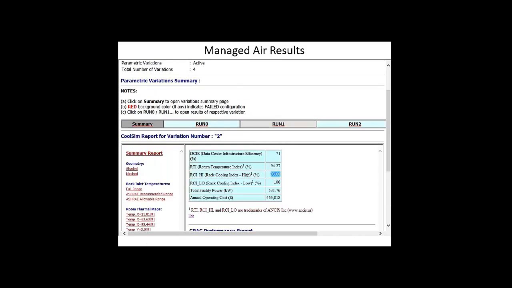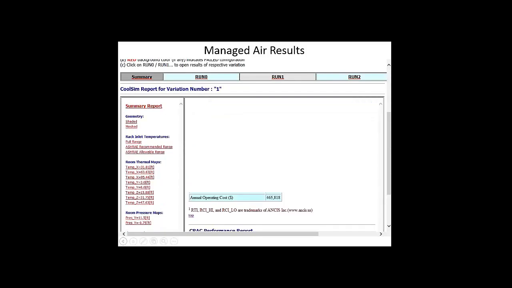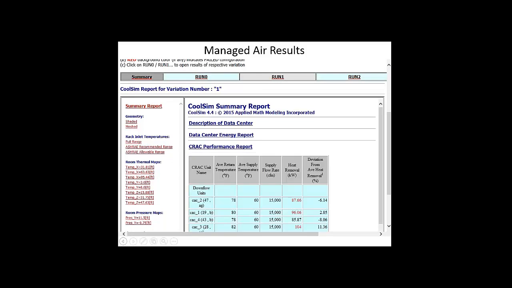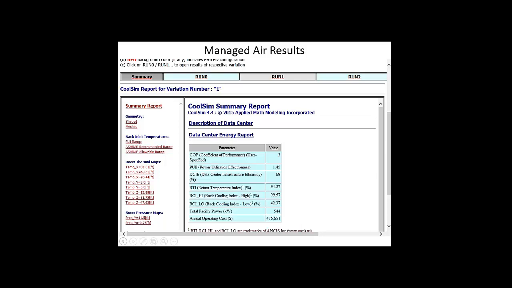Let me step back one and look at run number 1. If you remember, we ran at 60 degrees, I believe, here. Yep, 60 degrees is where I really stopped the last time. And let's take a look at that one from an energy point of view. So we'll go into our summary report, look at energy, and you see there my RTI is 94, but my RCI is 99. So temperature made a difference.